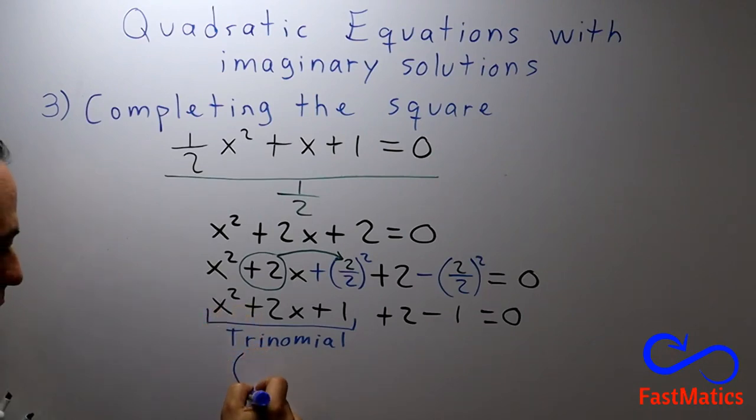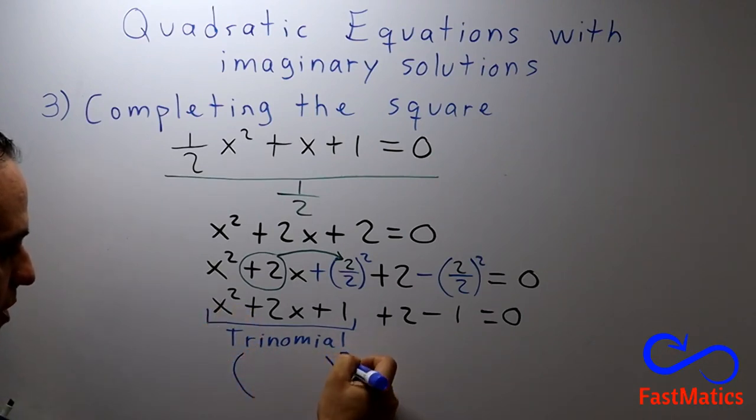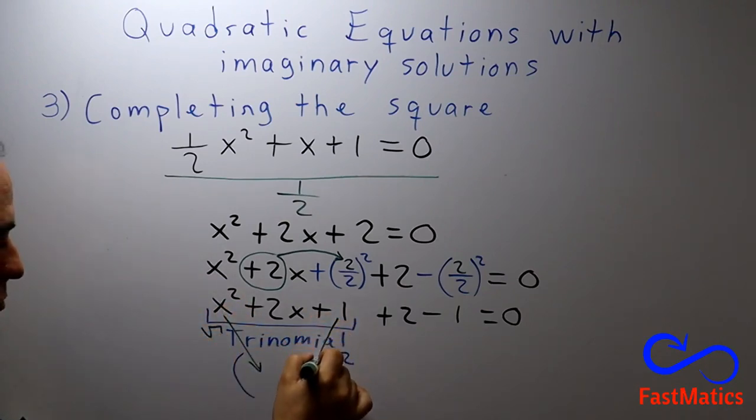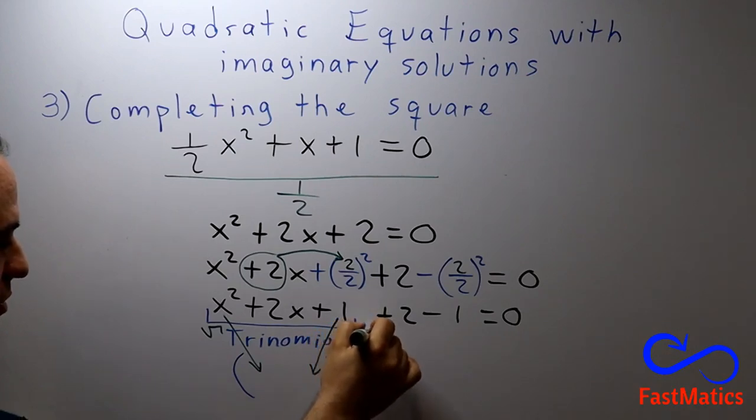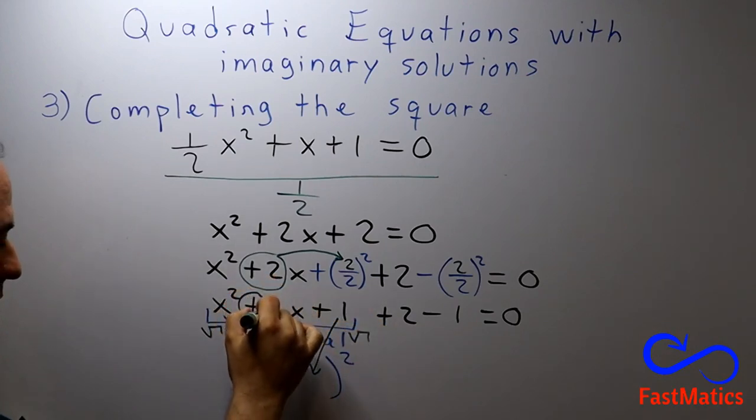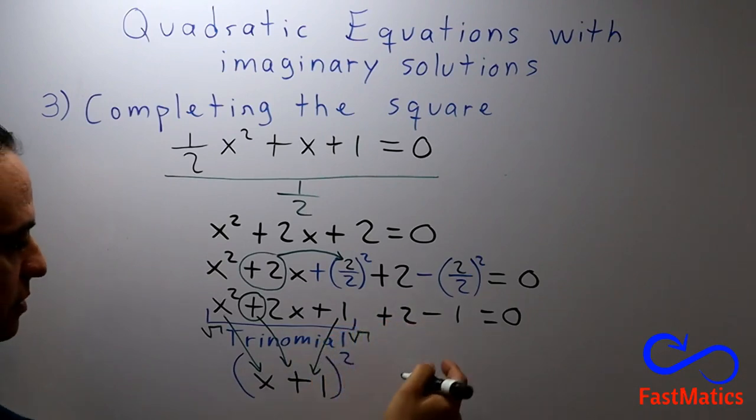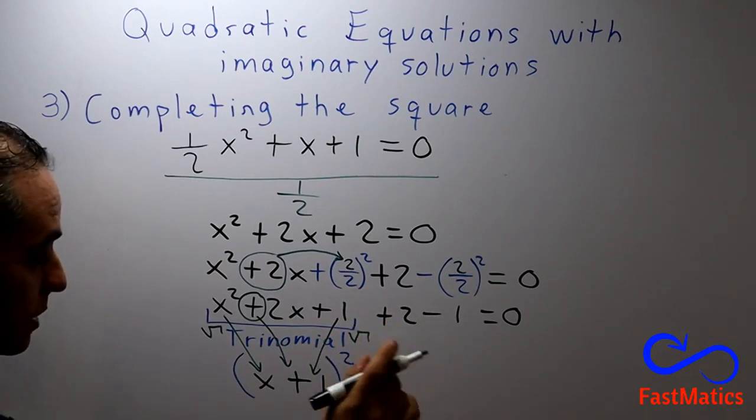So, we write a parenthesis, squared, and here the square root of the first term, the square root of the second term, and the sign. So the square root of x squared is x, square root of 1 is 1, and you copy the sign. And after that, plus 2 minus 1 is plus 1.